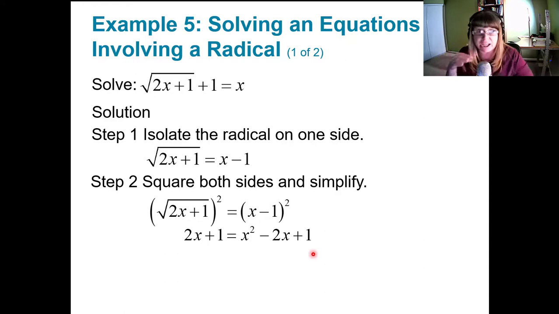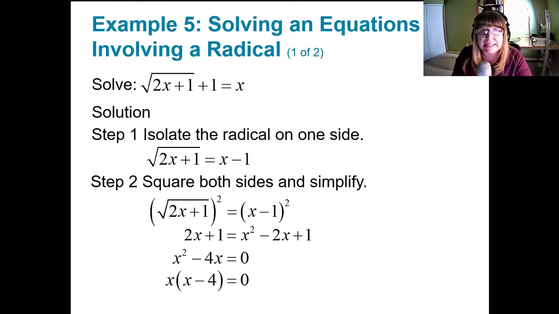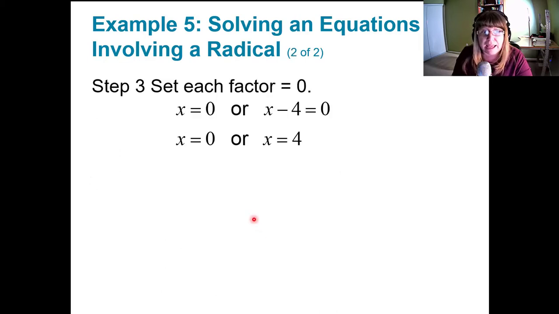Now, I don't care which side you move things to. I actually prefer to keep my largest power of x to be positive, but you can move everything to the left or the right. Doesn't matter. But ultimately, we end up with x squared minus 4x equals 0. Let's factor it. We get x times (x minus 4) equals 0. Using the zero factor property, we're going to break it apart and solve. And we get x could be 0 or x could be 4.